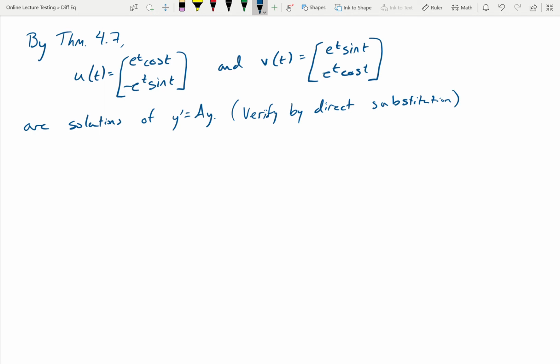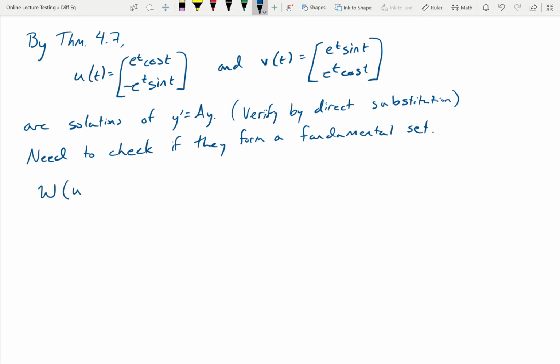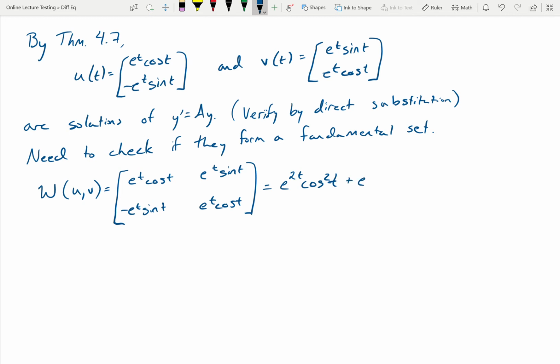Okay. Now, the big thing here is we need to check, because if they're solutions, that's great, but we need to check if they form a fundamental set. Okay. Well, that means we're going to take the Wronskian of u, v. So when we do that, we're going to get e to the t cosine of t, e to the t sine of t, negative e to the t sine of t, e to the t cosine of t. All right, we multiply by the diagonals and subtract. So we're going to get e to the 2t cosine squared of t minus a negative, so plus e to the 2t sine squared of t.